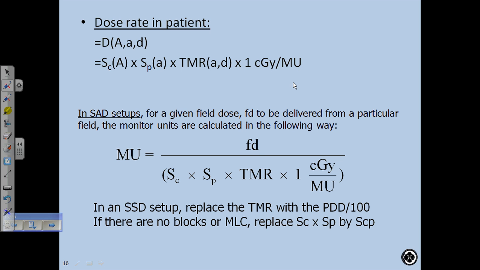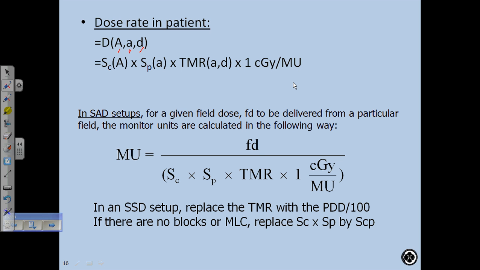So dose in the patient depends on field size A, blocked field size little a, and depth. Right? And so the dose rate inside of the patient is equal to SFC. Again, big A is the equivalent square of a collimated field with just the jaws, and SFP depends on little a, which is the blocked field, the aperture that the patient experiences, the radiation field size the patient experiences.